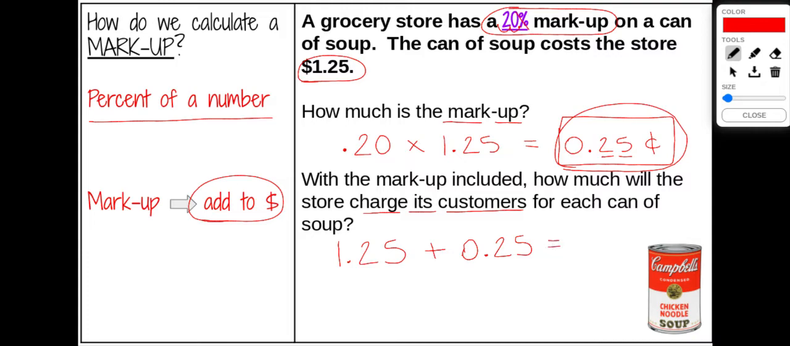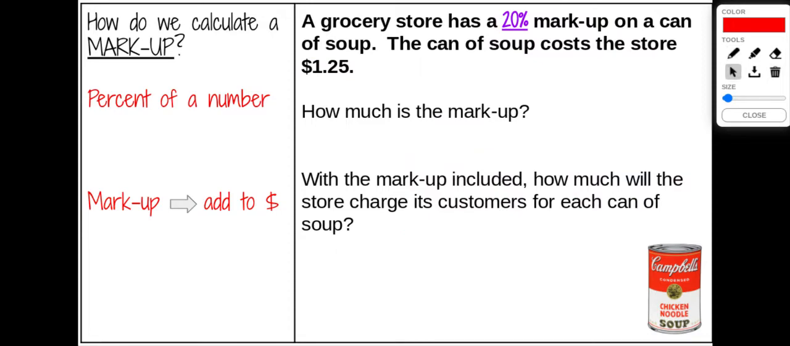Now, when the store puts the can of soup onto the shelf to sell it to its customers, how much money are they going to charge? Well, $1.25 and 25 cents together would make $1.50. Those cans of soup are going to go on the shelf at $1.50 each. This way, the store is going to make a little bit of profit off of selling the can of soup. And that profit that they make is called markup.